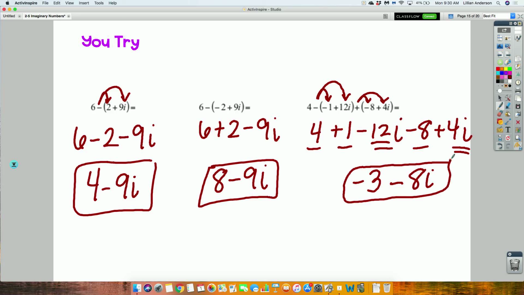Now, you don't have to do this. If you can see it straight off without distributing, then you're totally good. You don't have to do it that particular way. That's just for those who might not be able to see why it turned into a negative 3 versus something else. Okay? Questions on adding or subtracting?